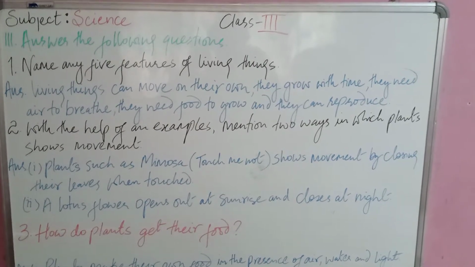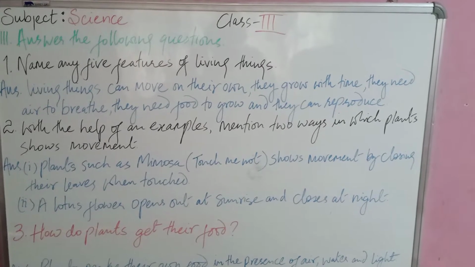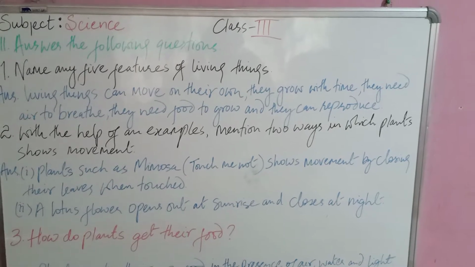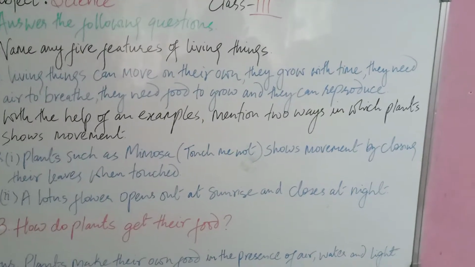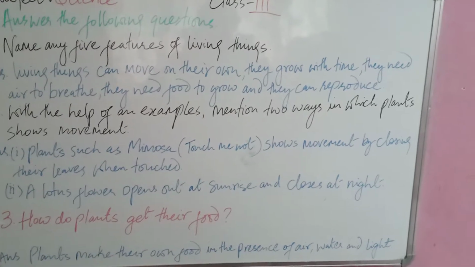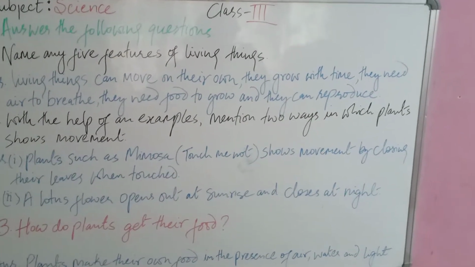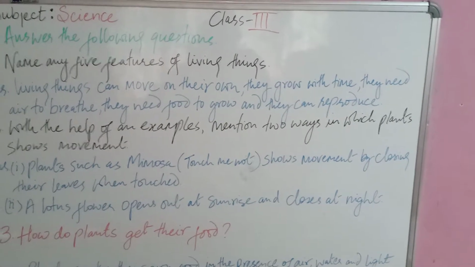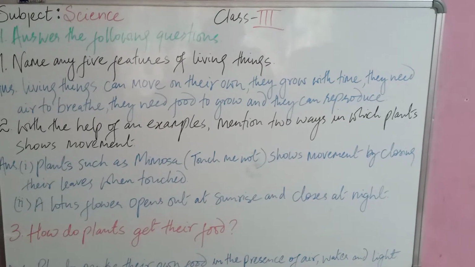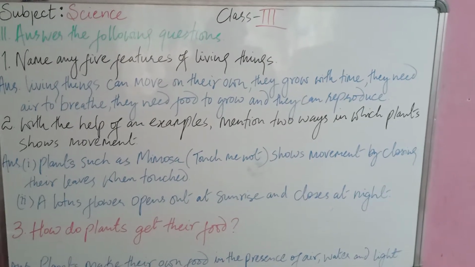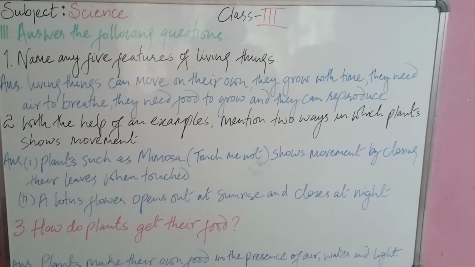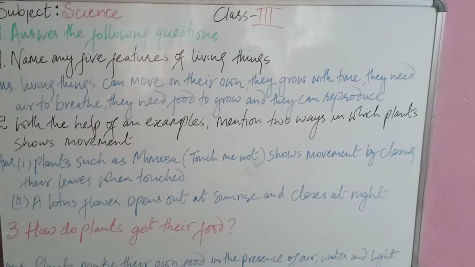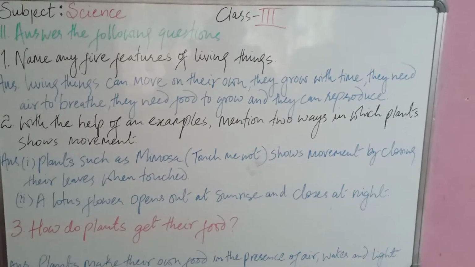Okay. After this, question number 2: with the help of an example, mention 2 ways in which plants show movement. So you have to write like this. Answer. Number 1, plants such as mimosa (touch me not) show movement by closing their leaves when touched. Okay. And then number 2, a lotus flower opens out at sunrise and closes at night. So that much you have to write.